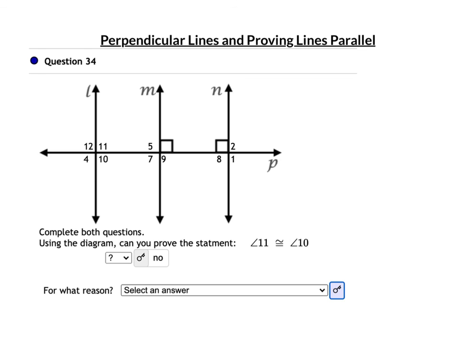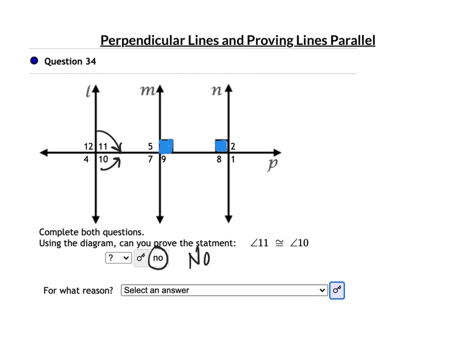For the last few questions, you're just given the diagram. And what you need to realize is that all you know is that this angle is a right angle and that this angle is a right angle. There's nothing else you know. So what can you conclude is the question. Using the diagram, can you prove the statement that angle 11, that one, is congruent to angle 10? Well, they look congruent, but remember, can you prove it? Just because they look it doesn't mean you can prove it. So the answer is no, you can't prove it.